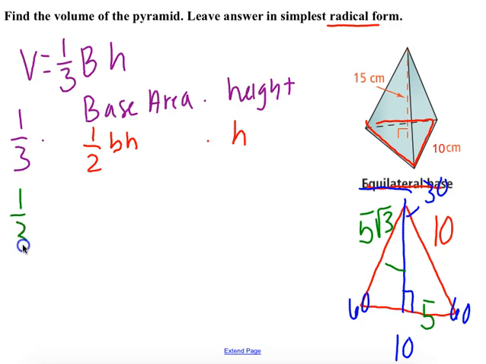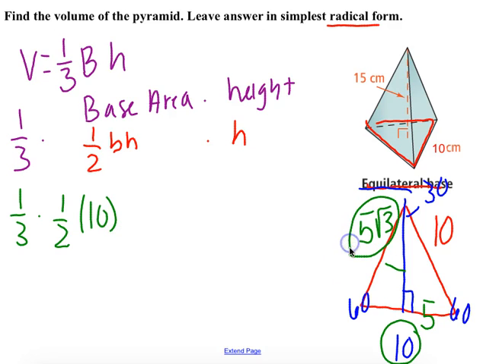over here, 1/3 times 1/2. Your base of your triangle is 10. And the height of your triangle is 5 square root 3.